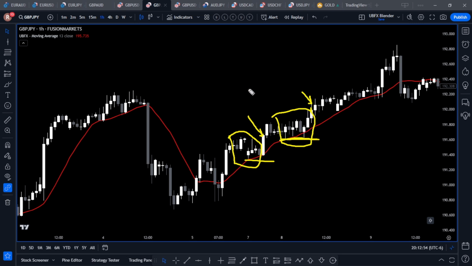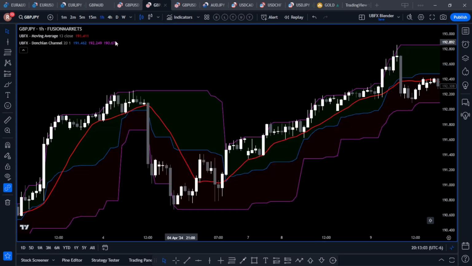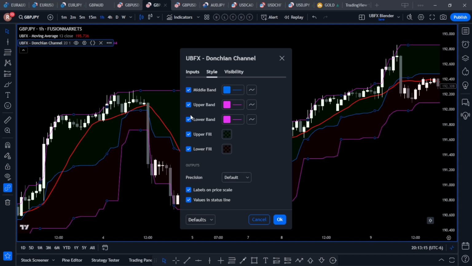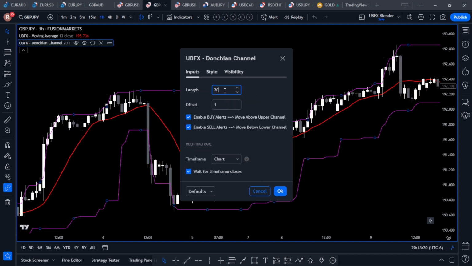Now, again, there is an indicator that shows you this really nice and clearly. And that is called the Donchian channel. And wouldn't you know it, I happen to have one of those as well. With the Donchian channel, this is something that you can find, by the way, anywhere. Just type it up, Donchian channel, this is how it's spelled, and you'll find one of these indicators. Now I'm going to get rid of the middle band. I'm going to get rid of the fills. And what we'll see is an 8 period Donchian channel.